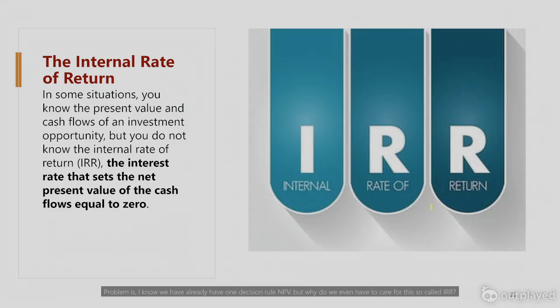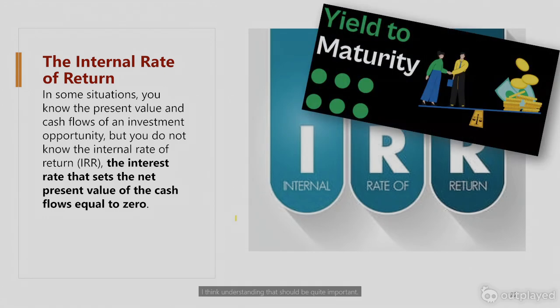The problem is, I know we already have one decision rule, NPV, but why do we have to care about this so-called IRR? I saw many students understand IRR technically, but the main implication of the IRR is much more important for us to understand. And the reason why we use the internal rate of return alongside the net present value, understanding that should be quite important.